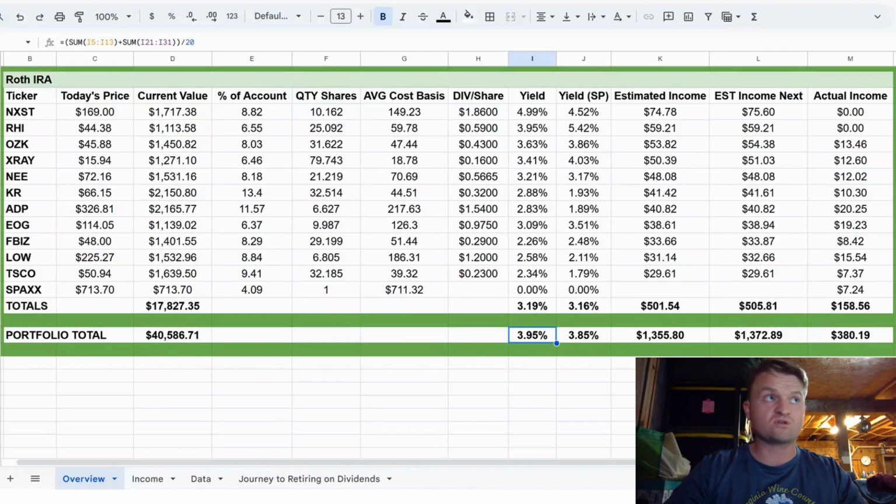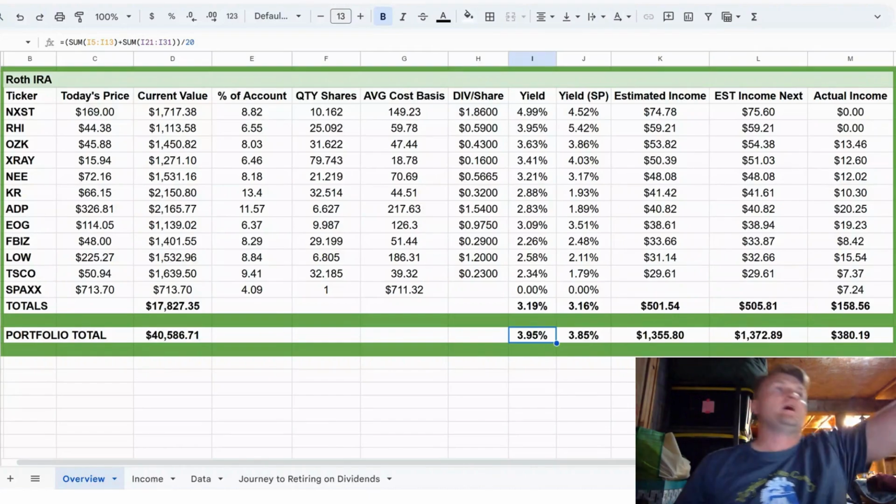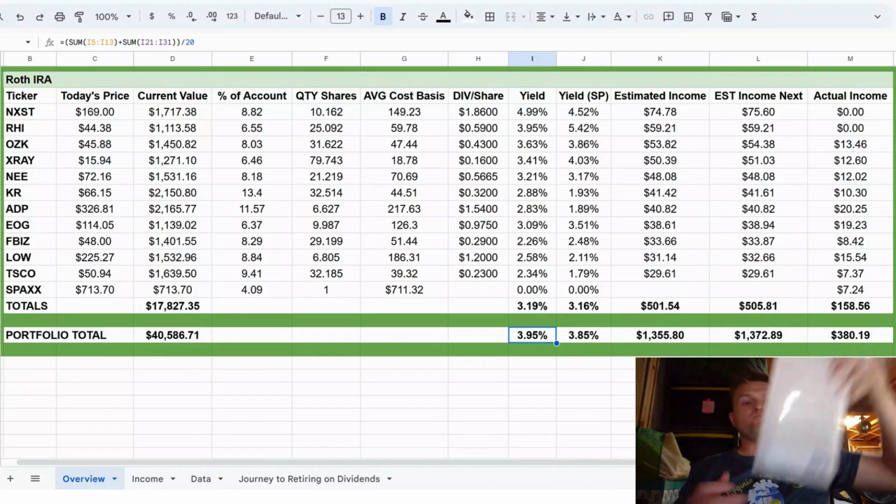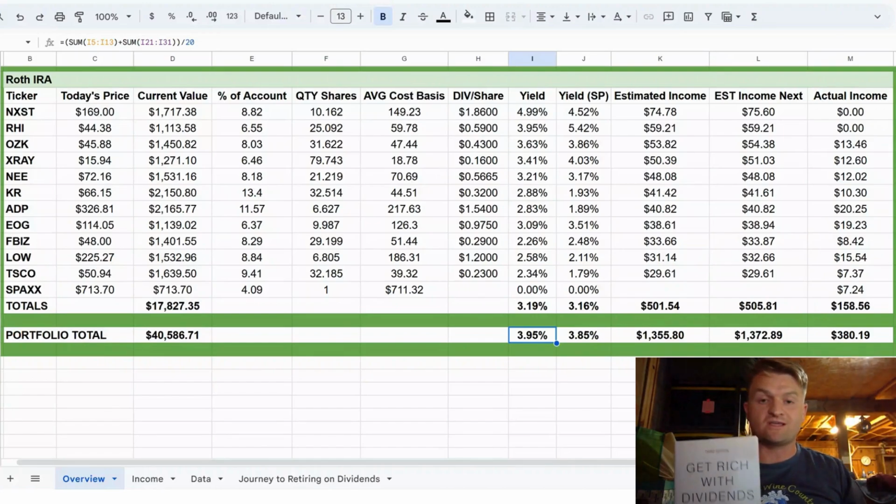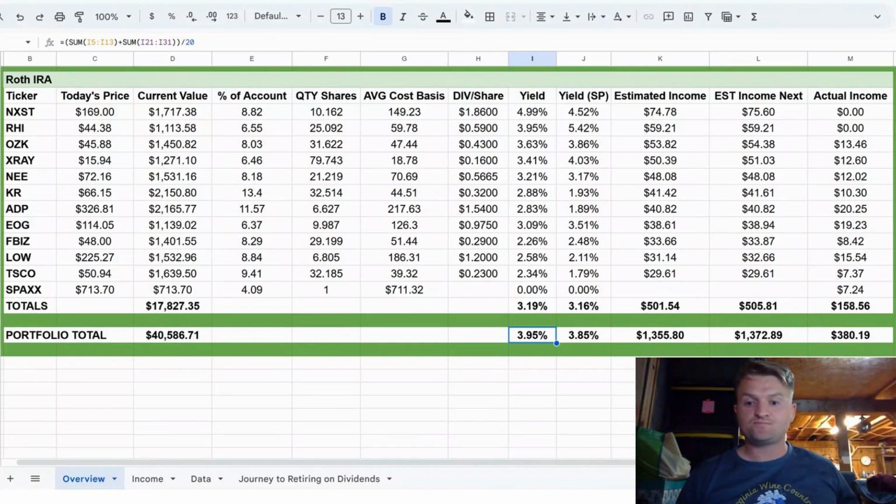Our target goal is 4%. Do I have the book up here? I do. It's based off of the book Get Rich with Dividends by Mark Lichtenfeld. Again, this is the guidebook I'm using for this account. Put it off to the side.